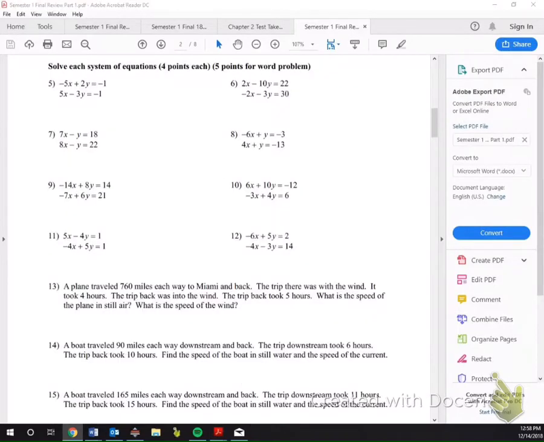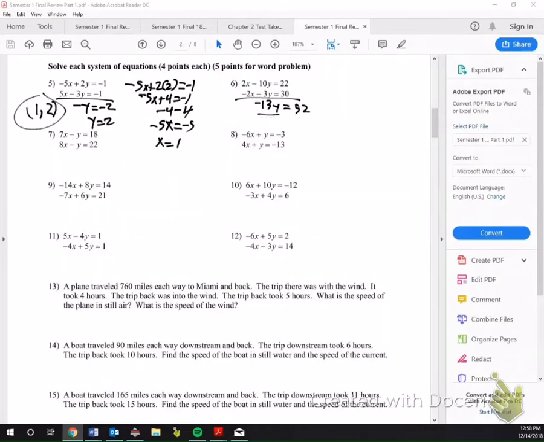Okay, so now notice for 5 through 12, it's system of equations. You can do these any way you want, really. Substitution and elimination are the most common. So here at number 5, where we have a negative 5x and a 5x, just add them up. Solve for y. Plug y back in. Solve for x. We get 1, 2.